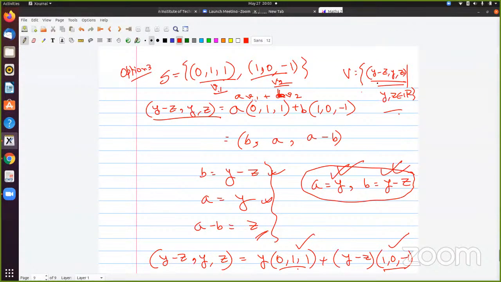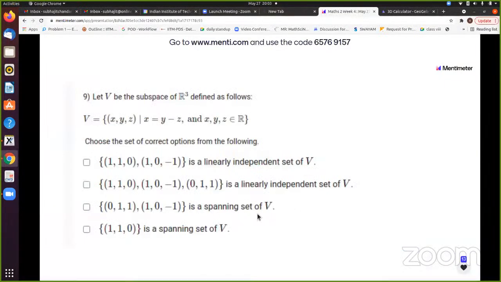Okay. The question is, does S span V? That is the question, right? Okay. I mean, that is the option. That is the option, no? This one, third option I am doing. Yes. This is my yes.